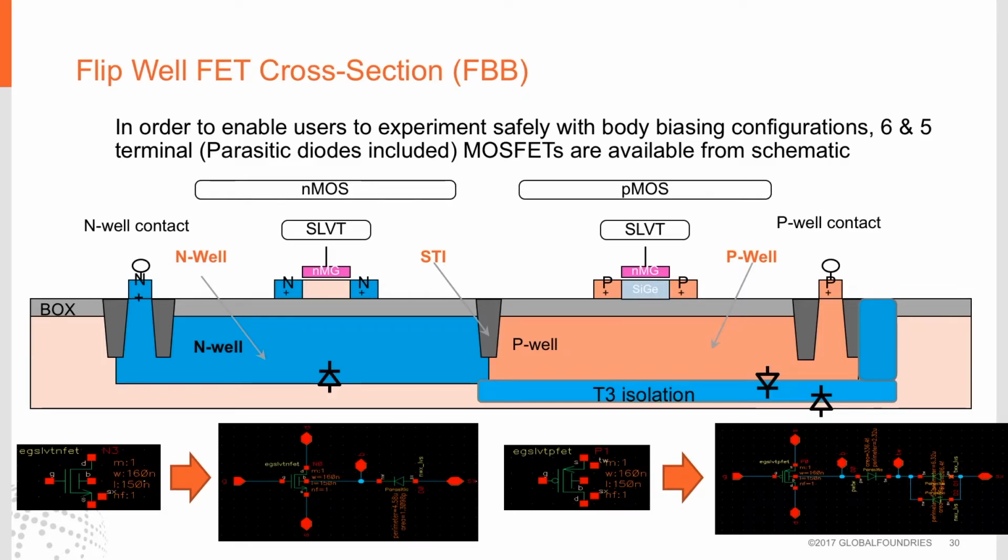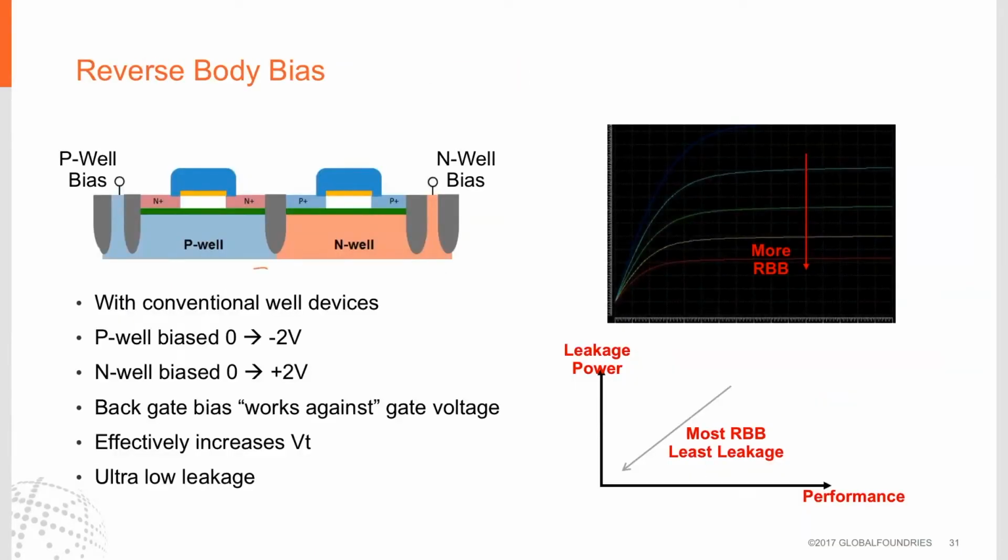Again, these extra terminals take into account the diodes and reduce the possibility of accidentally forward biasing these diodes during simulation. Reverse body bias uses a construction very similar to bulk: N-channel devices sitting over P wells and P-channel devices sitting over N wells. The difference between this and bulk, again, is the thin oxide layer between the devices and the underlying wells.